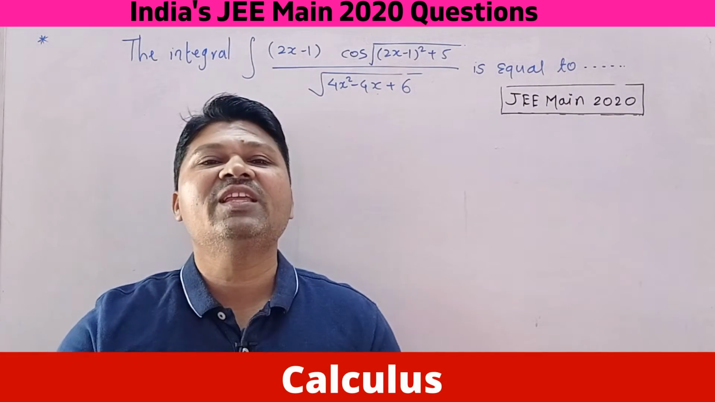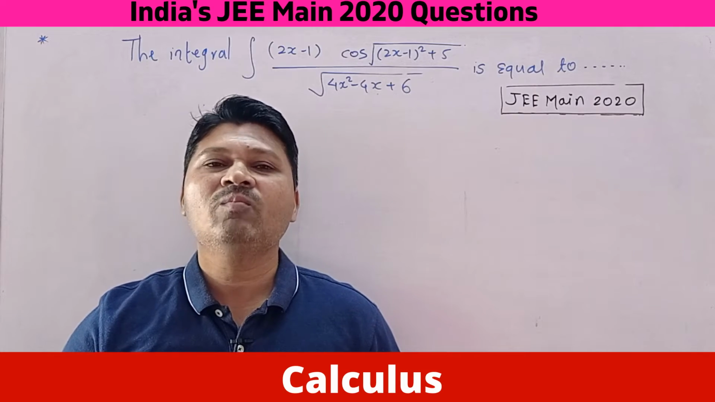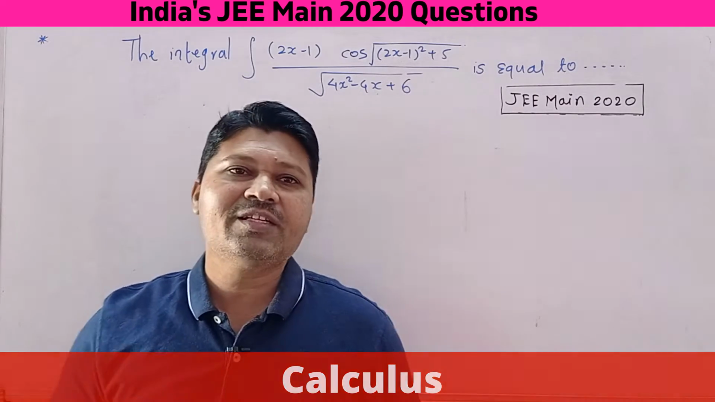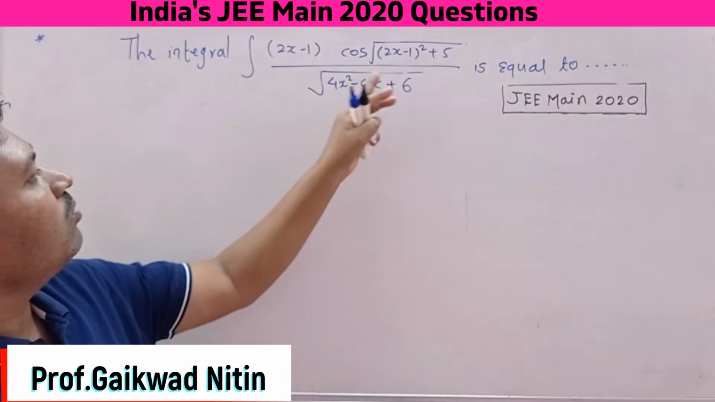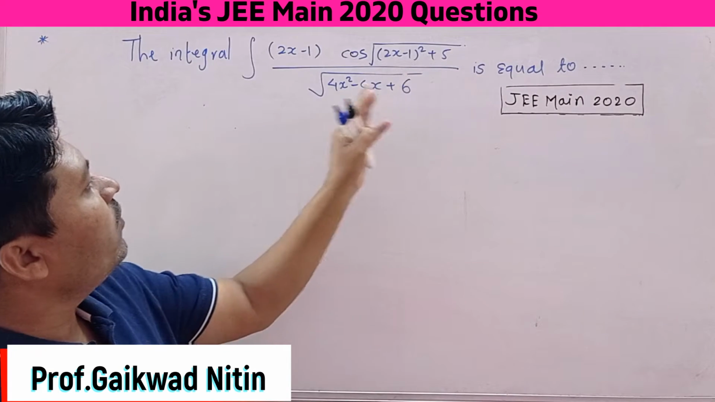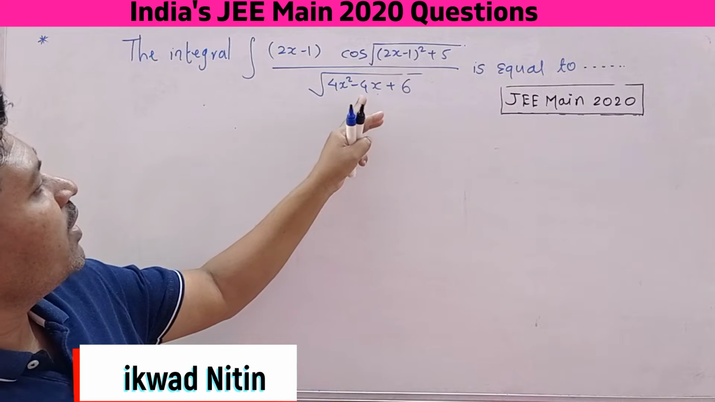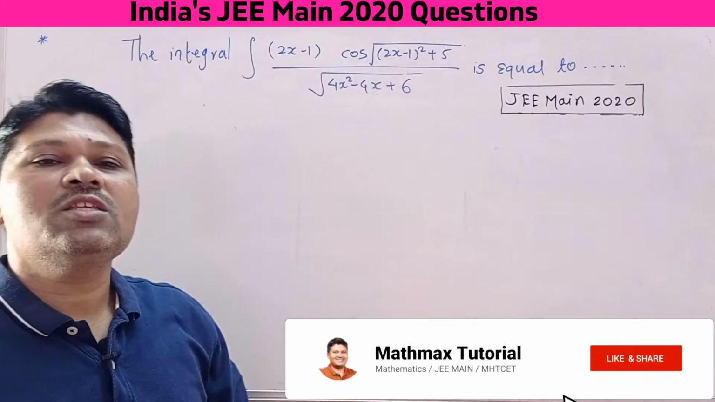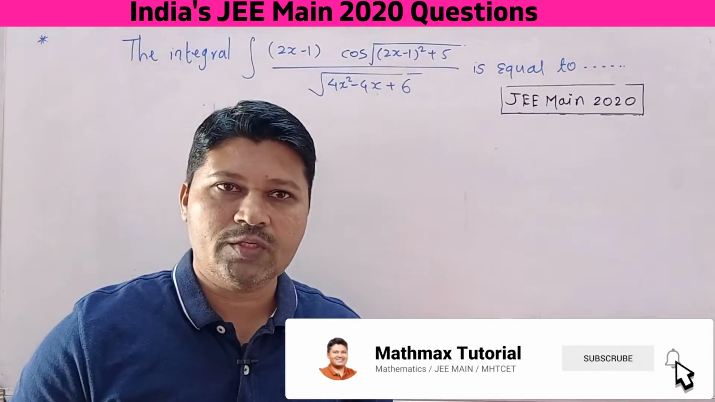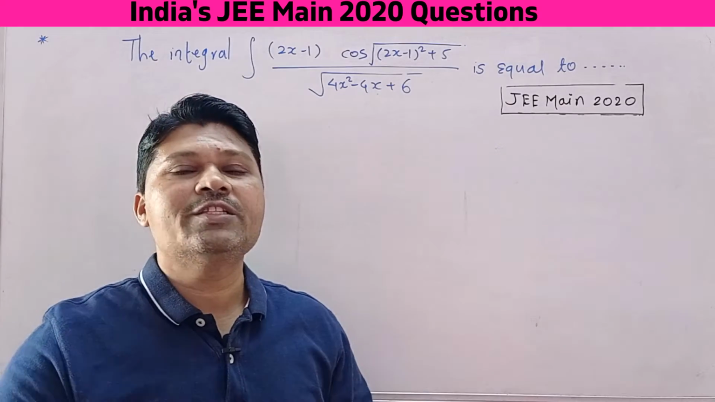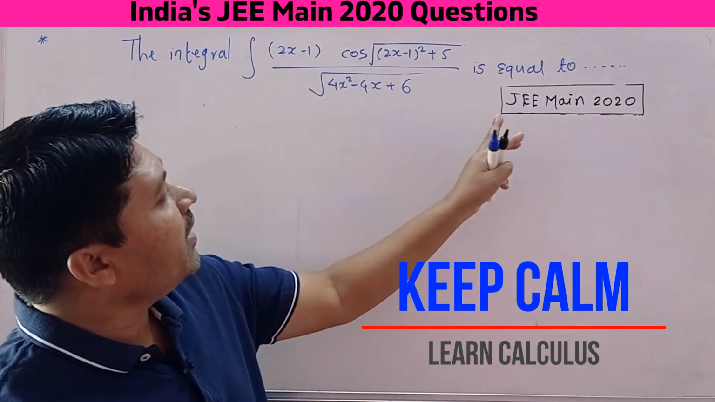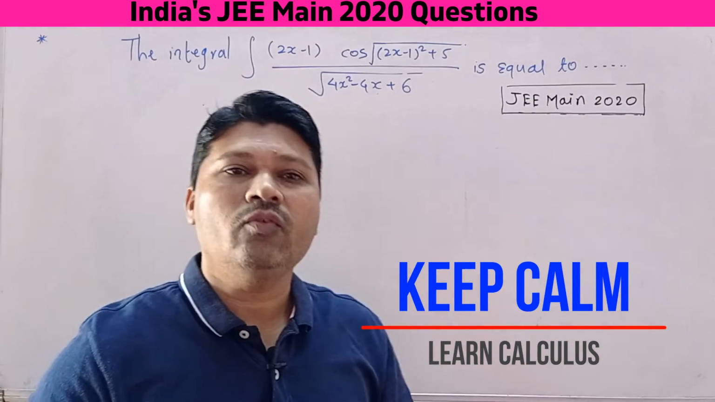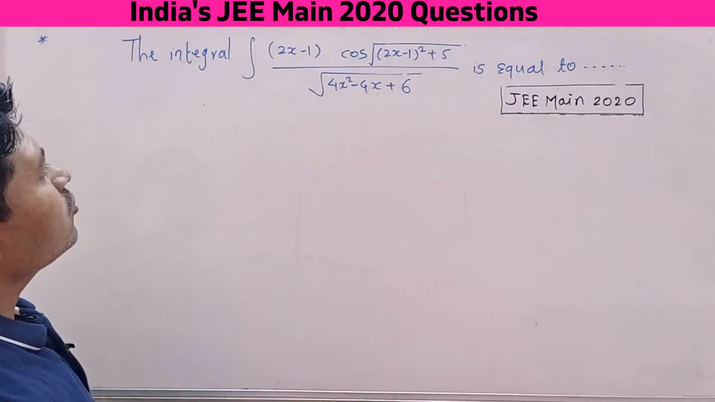Today we have an amazing integration example: integration of (2x minus 1) times cos of the square root of ((2x minus 1) squared plus 5), divided by the square root of (4x squared minus 4x plus 6), dx. What is the exact solution? If you want the solution in a simple way, watch the video till the end. Okay, let's start. This is an example from JEE Main 2020. Let's solve it.